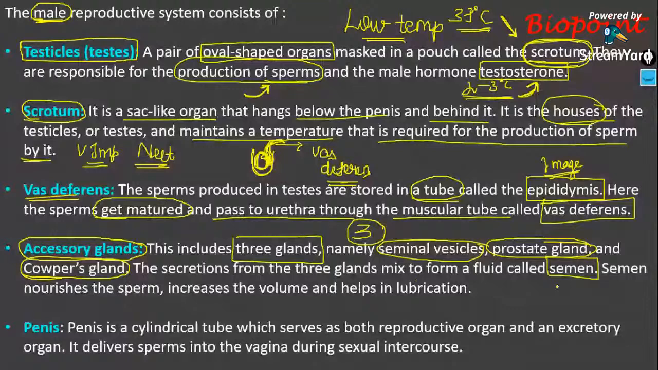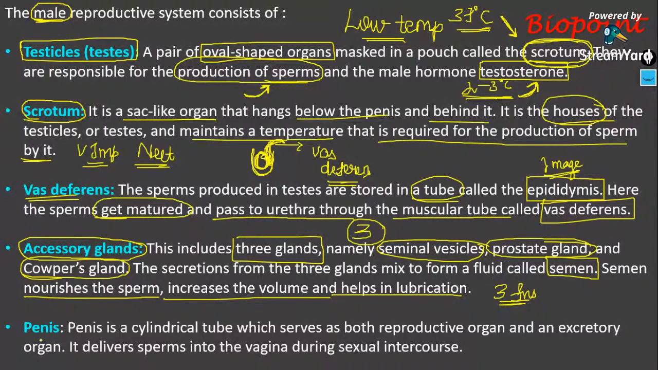What is the function of semen? It nourishes the sperm, it increases the volume and helps in lubrication. So I have mentioned three functions. 10th standard students can take it down right now, or else I'll provide the PDF of the session in the description box after the session. So you can copy down the functions of semen and seminal fluid from this, so that if this kind of question comes in your exam, you can answer it easily for 3 marks or 5 marks or whatever.